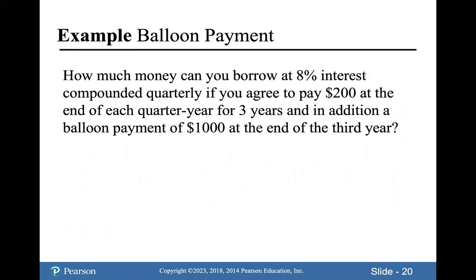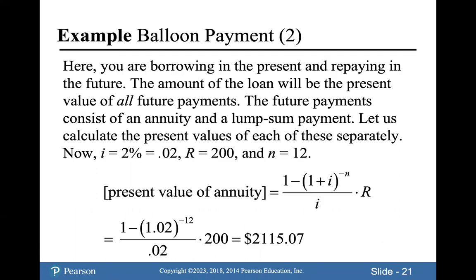For example, how much money can you borrow at 8% interest compounded quarterly if you agree to pay $200 at the end of each quarter year for 3 years, and in addition, a balloon payment of $1,000 at the end of the third year? So the way that we deal with a problem like this is as two separate present value problems. So we're borrowing in the present and repaying in the future. The amount of the loan will be the present value of all future payments. The future payments consist of an annuity and a lump sum payment. So we'll calculate the present values of each of those separately.